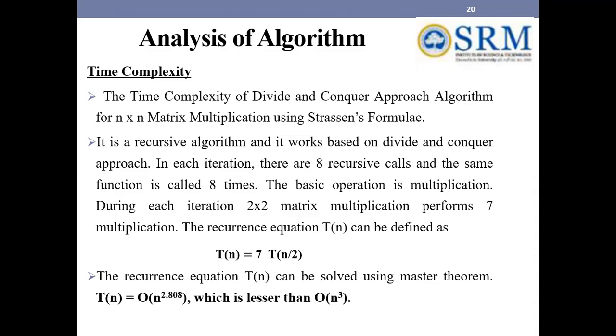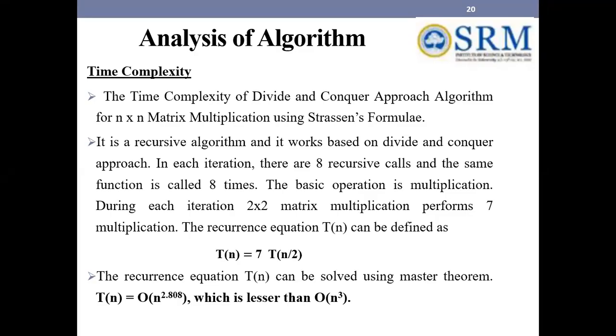So the recurrence equation T of n, where T of n is the time complexity on input size n, can be defined as 7 into T of n by 2. In each iteration, there are 7 multiplications. That is the advantage of Strassen's multiplication. For 2 cross 2 matrix multiplication, Strassen's algorithm performs only 7 multiplications. So first, if n is the input, there are 7 multiplications and the size is reduced by half, that is input n divided by 2, T of n by 2. So this is the recurrence equation.